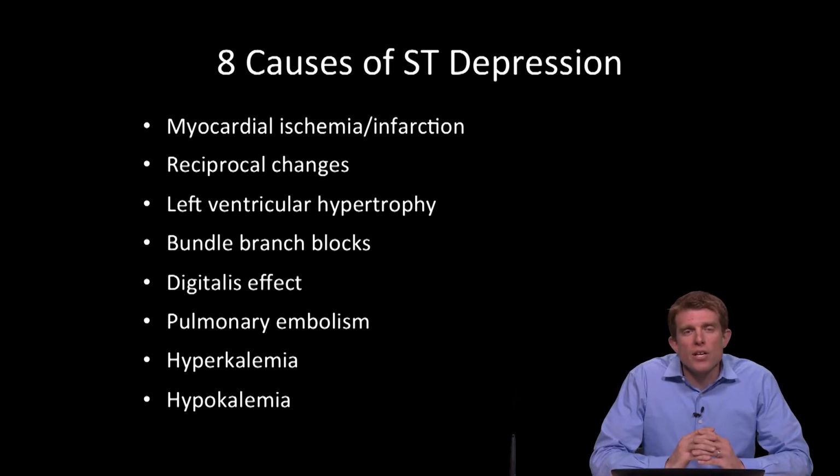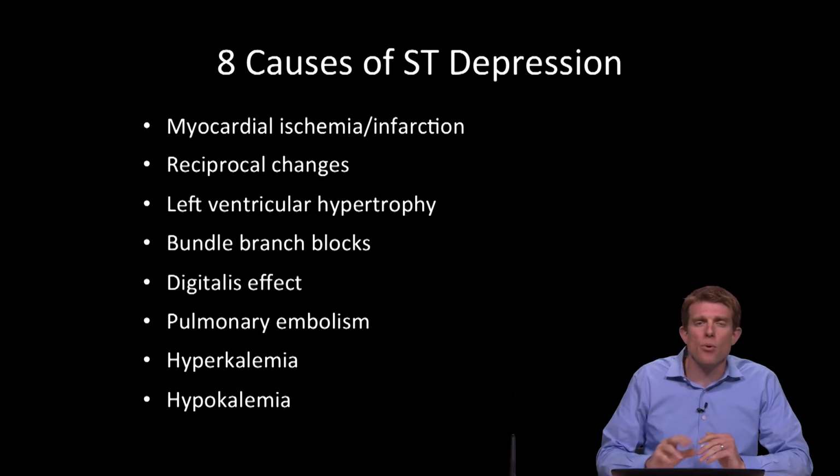Just like with ST elevation, we have to think about our causes or our differential diagnosis of why we have ST elevation or ST depression. And so we talked already about reciprocal changes, so myocardial ischemia or infarction could be a reason for ST depression. But there's other causes as well, such as left ventricular hypertrophy, bundle branch blocks, digitalis effect can frequently cause a scooped ST segment, pulmonary embolus can cause heart strain and ST segment depression, and then hyperkalemia and hypokalemia as well.